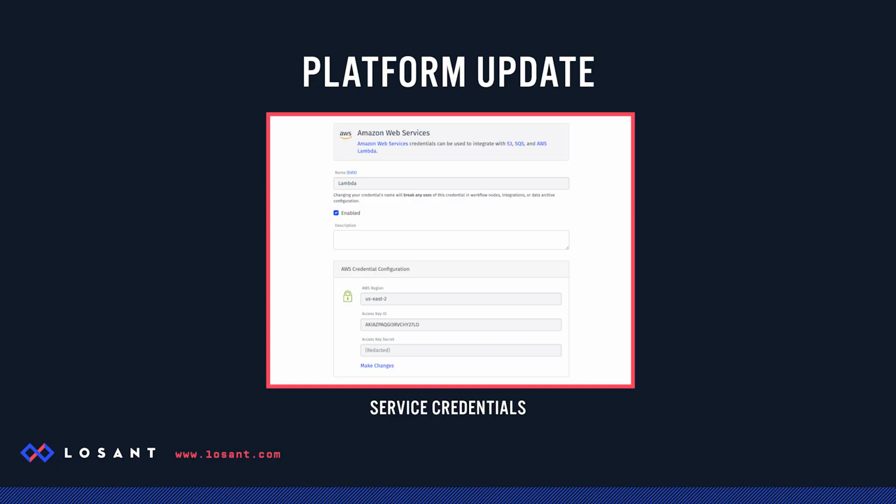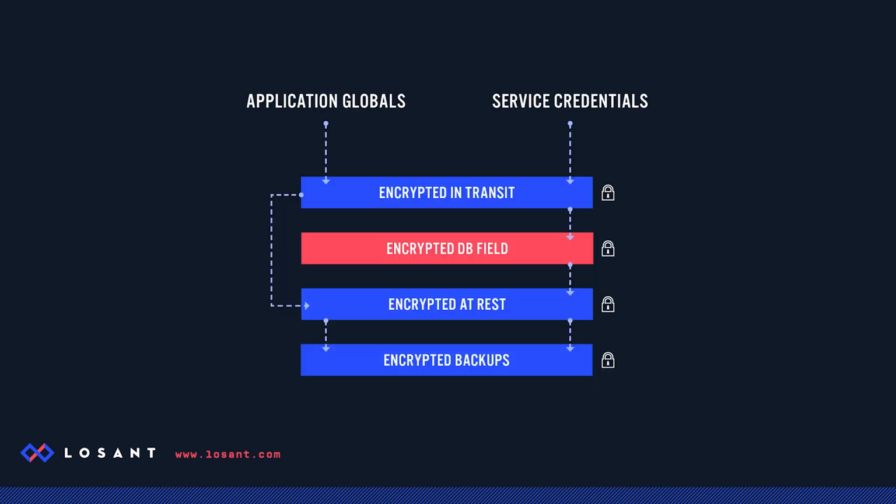Today is a big one. This update adds what we call service credentials, which is a way to securely store and access third-party credentials within the Losant platform. Service credentials offer three major benefits over application globals, which, before now, was where we used to recommend you store credentials. The first benefit is that service credentials have an extra layer of encryption.